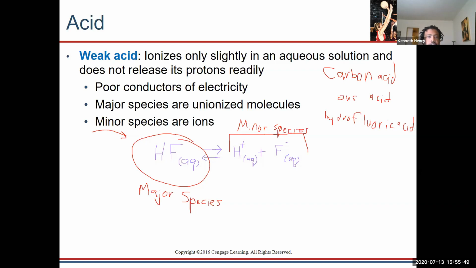So, who are strong acids? Tell me some acids you guys know. Is hydrochloric acid a strong acid? Yes. Is sulfuric acid a strong acid? Yes. Is phosphoric acid a strong acid? Yes. What about phosphorus acid? No, it's a weak acid. Okay.